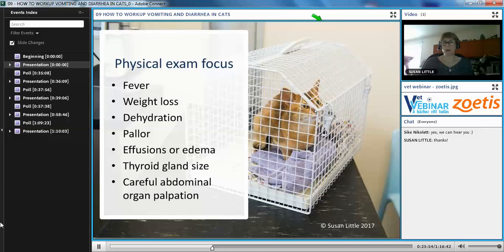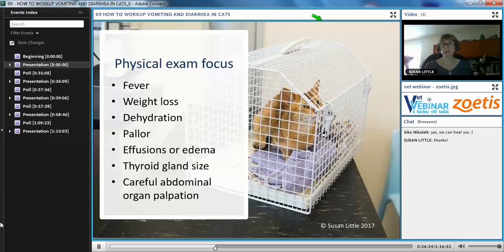So let's talk a little bit more now about the physical exam. So when we have the chronic vomiting and diarrhea patient, certainly we want to do a good, thorough physical exam, but we'll want to be very sure that we focus in on some key things. So does the patient have a fever? That might make us think more of a bacterial involvement, whether it's a primary bacterial disease or the patient, for example, has a foreign body or a perforation. For example, is there weight loss? That might make us think more of non-GI diseases sometimes, or severe inflammatory bowel disease can give us weight loss, for example. Is our patient dehydrated?